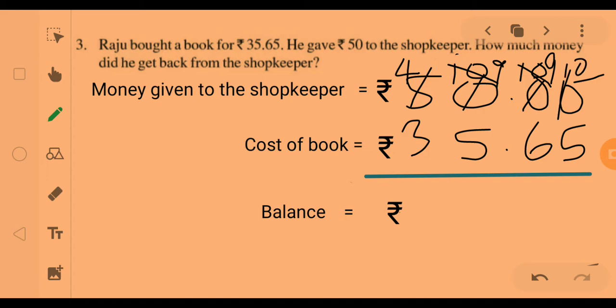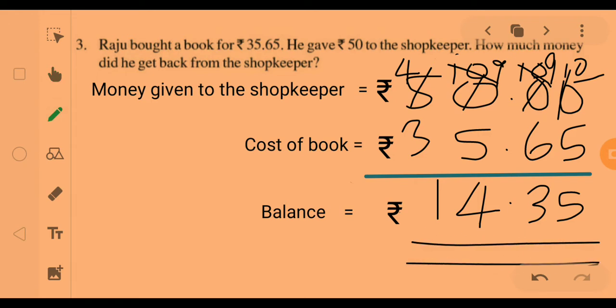So 5 from 10, 5. Then 6 from 9, 3. Decimal point. Then 5 from 9, 4, and 3 from 4, 1. So the balance received by Raju is 14 rupees 35 paise. Let's move to the next question.